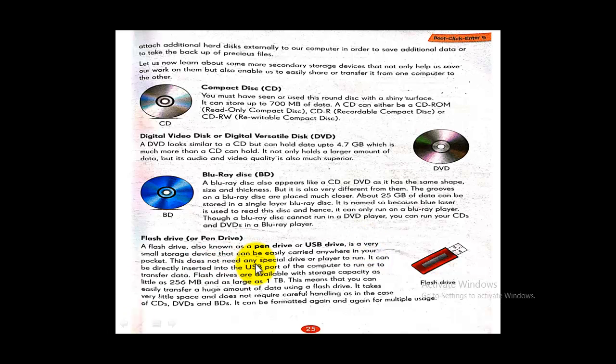This does not need any special drive or player to run, unlike a CD drive, DVD drive, and Blu-ray player.